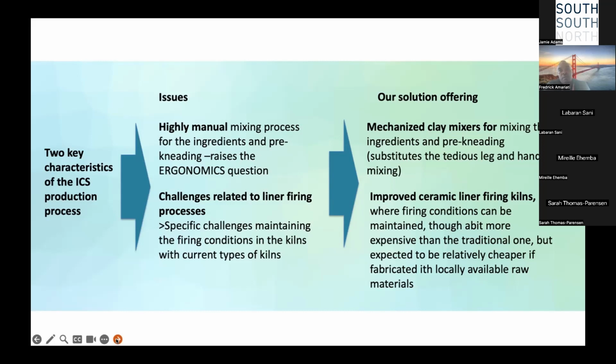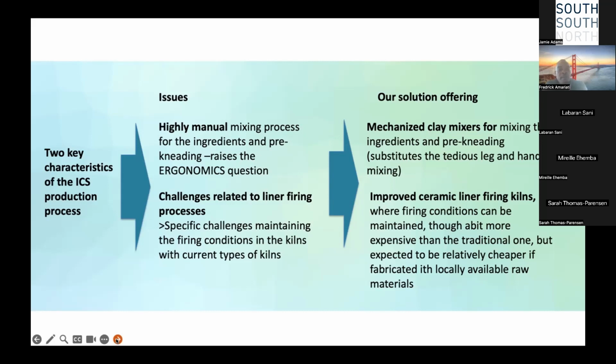Challenge number two comes around the firing processes. The main unit for producing a stove is a ceramic liner. Once you do the molding, you're supposed to fire it. Our current kilns do not really assure a number of things. One, there are the firing conditions, most of them variable, so the output from the firing process cannot be fully assured. And this is something that we have a few solutions for, which we're trying with our entrepreneurs.